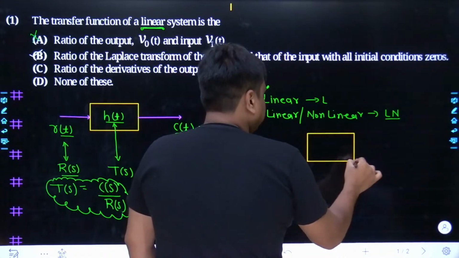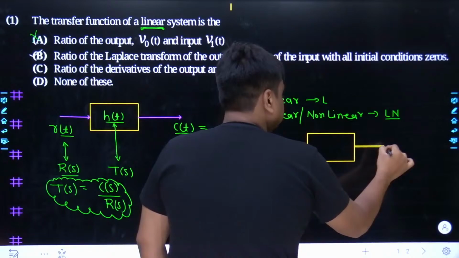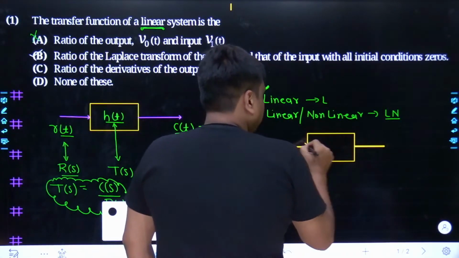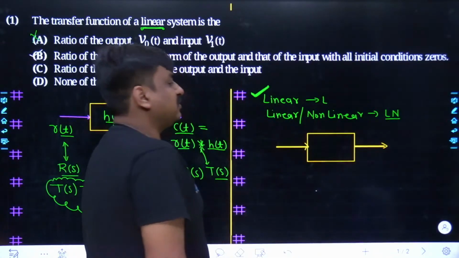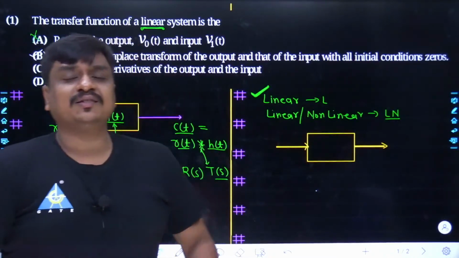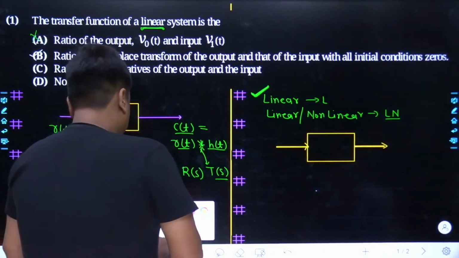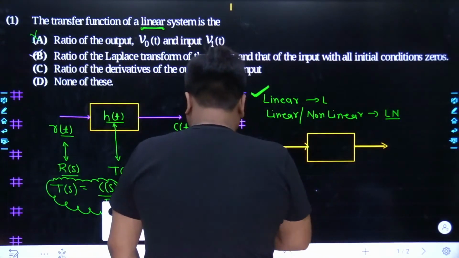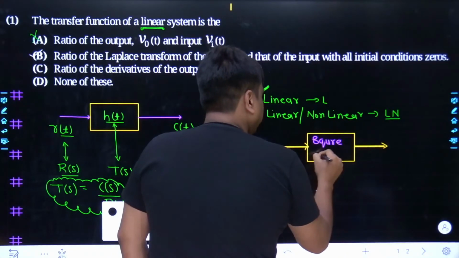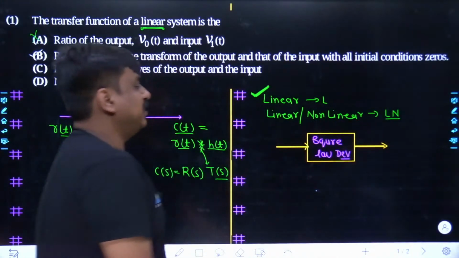I have taken a system which takes the input as x of t, and the output y of t is just a squaring of the input. You can take a square law device. What does it mean by the square law device? Whatever the input goes in, just the square comes out. So I have taken a squaring device, or square law device. Many times we use this device in the case of modulators as well as demodulators.